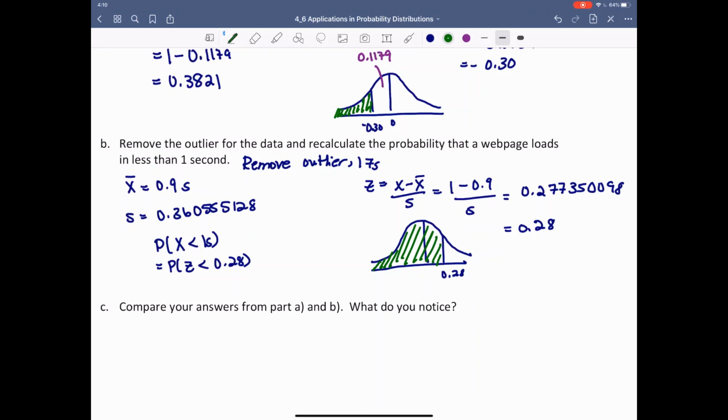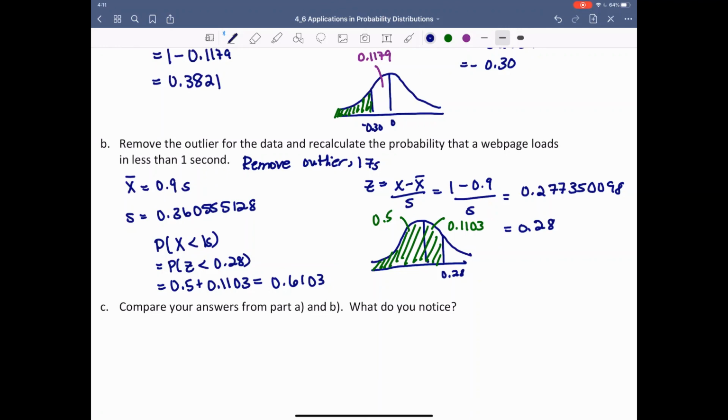Okay, everything to the left of 0 is 0.5, and everything between 0 and 0.28 is 0.1103. So our calculated probability is 0.5 plus 0.1103 for a total of 0.6103. So with that one outlier data point removed, we can say that it's likely that 61.03% of web pages would load in less than 1 second.